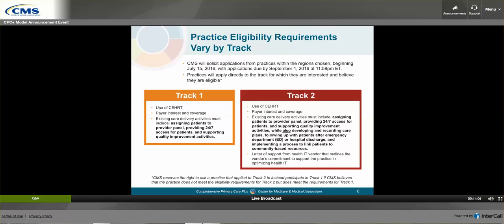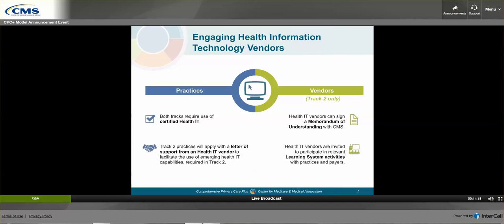Now, I want to take a moment to discuss the involvement of health IT vendors in CPC Plus, because it's a new concept and not one that we have done previously, so it will be new to many of you. As I mentioned, all practices in CPC Plus must use certified health IT. Yet we know that health IT that supports the care of a population of patients by a care team is both critical to the efficient delivery of advanced primary care and is also not commonly available. In Track 2, we're going to focus on practices engaging directly with their health IT vendors to ensure that those practices obtain this necessary infrastructure.